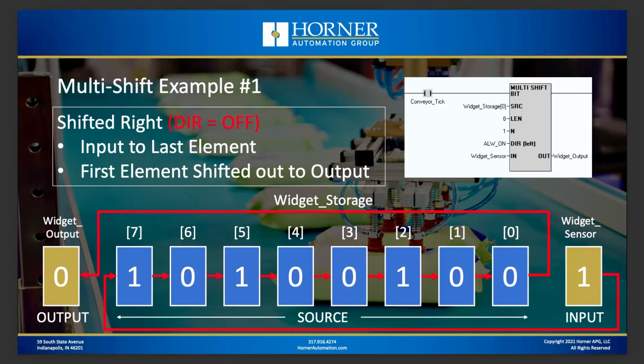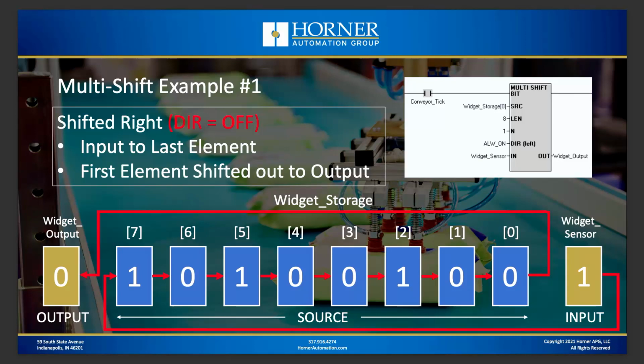Our input goes to the very last element. You can see the line I've drawn there at the bottom of the screen, going from the input all the way over to element 7. And in this case, the element that is getting shifted out is actually element 0, because everything is shifting right. That means element 0 has fallen off the pile, if you will, and it ends up in the output. So this is our first multi-shift example.